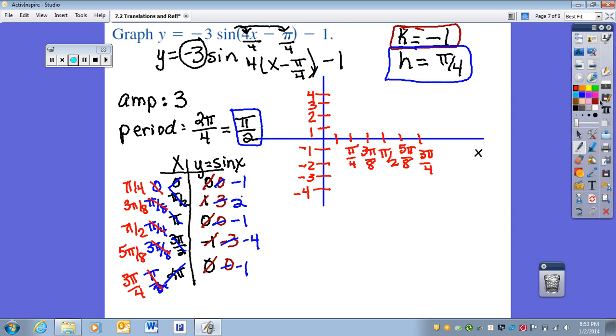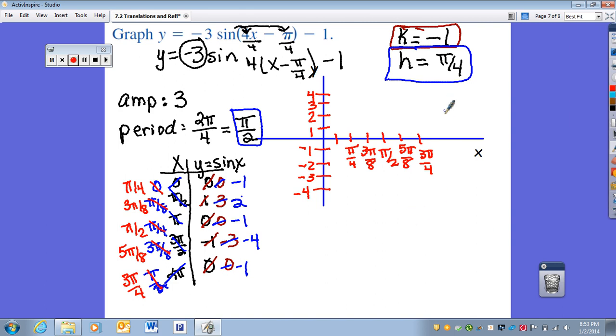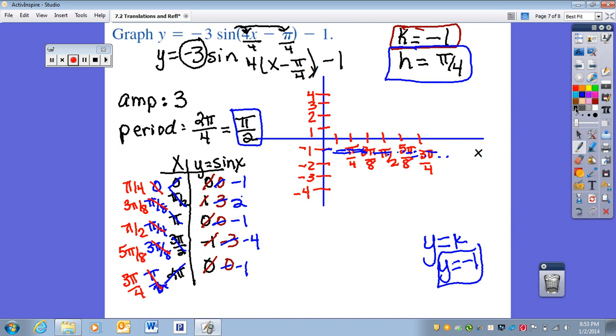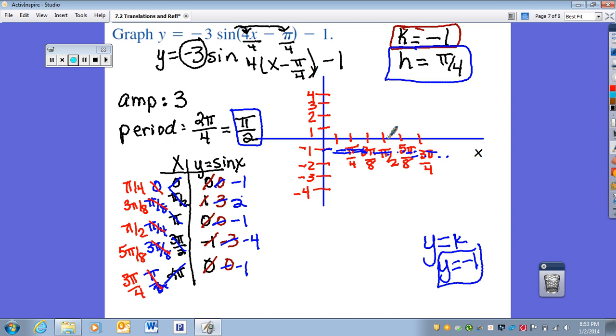All right, so now we'll begin to graph. However, what we need to remember is that we also had a negative leading coefficient. So when we have the negative leading coefficient, that means we want to reflect our graph over the line y equals k, which means that's going to be y equals negative 1. So we need to reflect our graph over negative 1. So we're going to make a dotted line going across here so you can see that this is where we want to reflect our graph. So let's pick a different color. We'll pick black. We're going to start with negative 1 being at pi over 4.